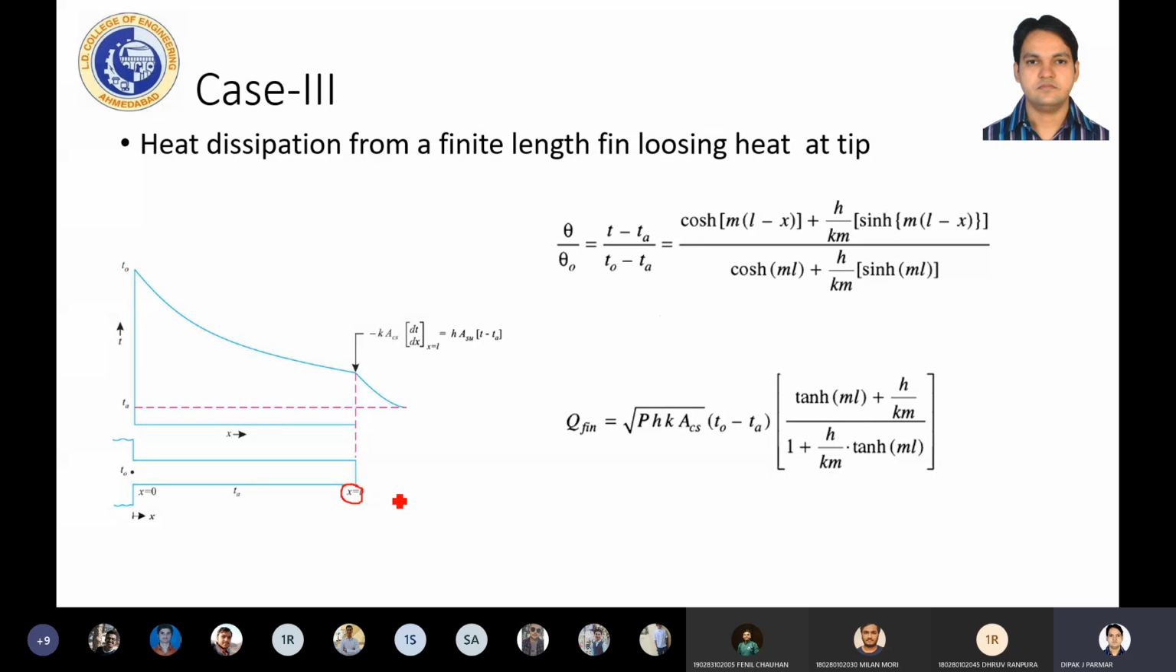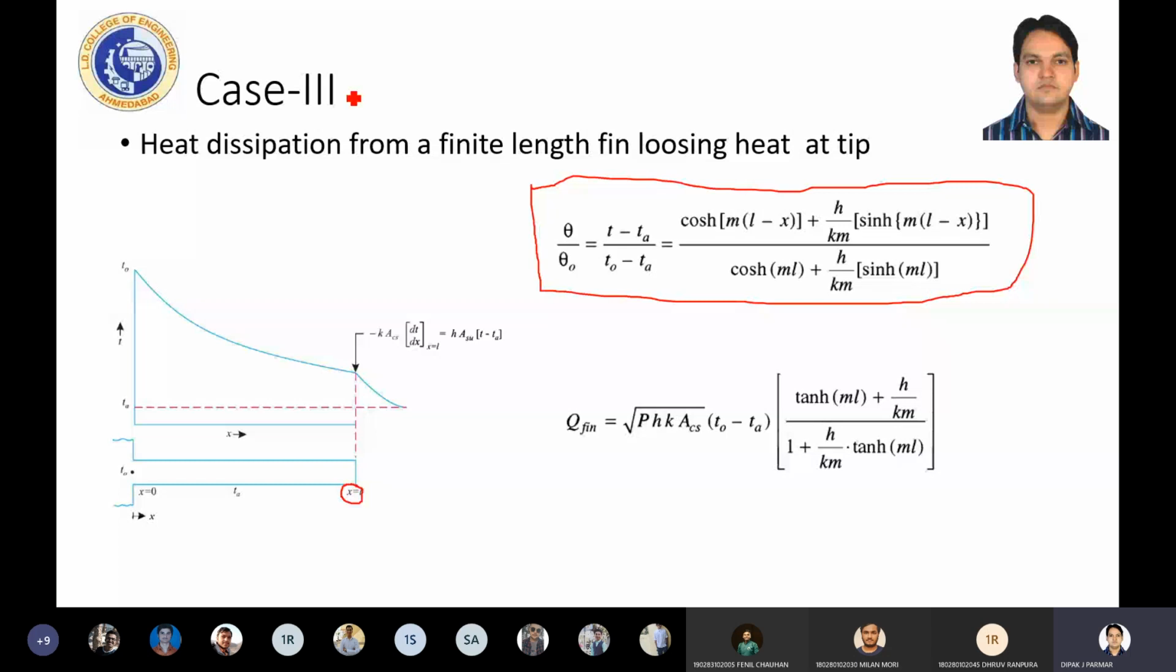We have considered x equal to L, and in the previous case we assumed that the fin's tip was insulated, so heat transfer from the tip was neglected. Here we consider the heat loss from the tip also, and the equation will be theta upon theta O, which is (T minus T_A) upon (T_O minus T_A), equal to cosh m(L minus x) plus h divided by (k m) sinh m(L minus x), divided by cosh mL plus h upon (k m) sinh mL. This is the equation for this particular case, that is case 3, a finite length fin losing heat from the tip.